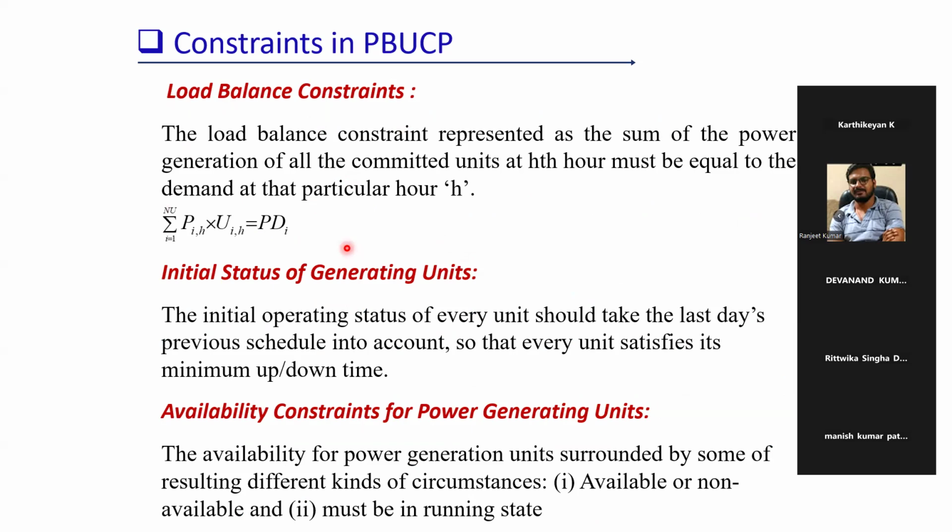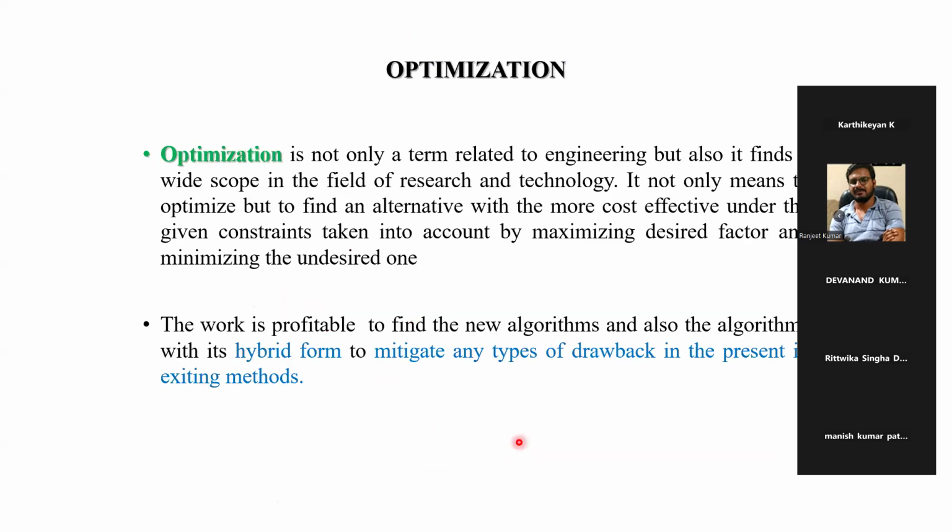In the case of the initial status of the generating unit, this is also an important thing, because we have to maintain the initial status. It means if any generator is in the on condition, we can't keep this generator off, and if any generator is in the off condition, we can't turn it on. So we need some minimum downtime and minimum uptime. We have to record the initial status of each power generating unit and the availability constraints of the power generating units.